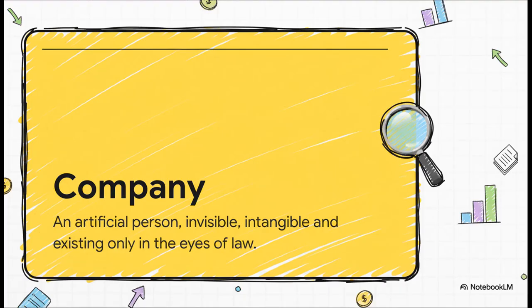Right, so here's the most important idea. The law treats a company like it's a person, an artificial person. You can't see it, you can't touch it, but in the eyes of the law, it's a separate being. It's not the same as its owners. This little idea gives it some incredible superpowers.